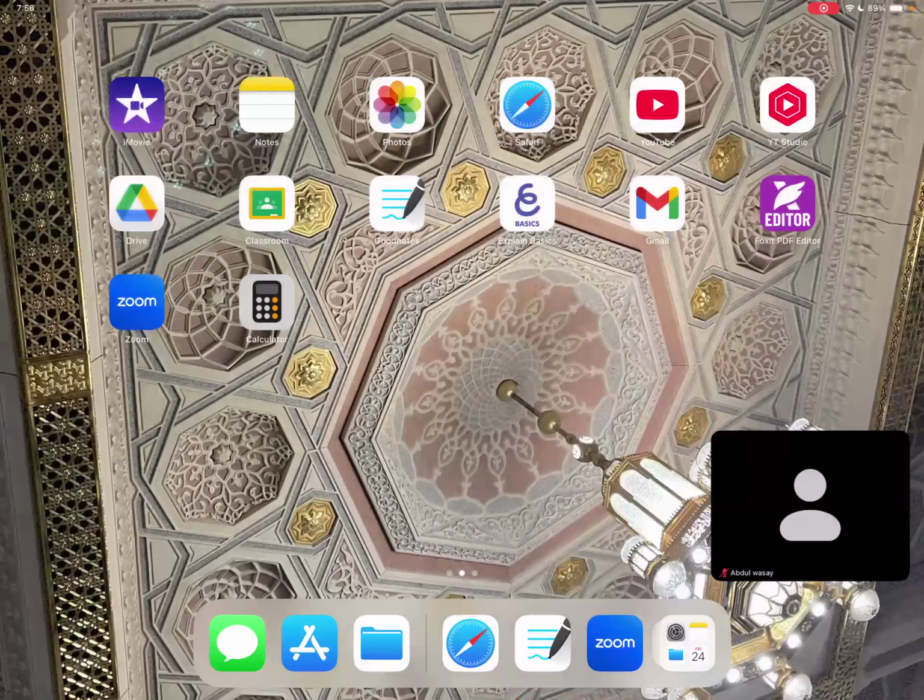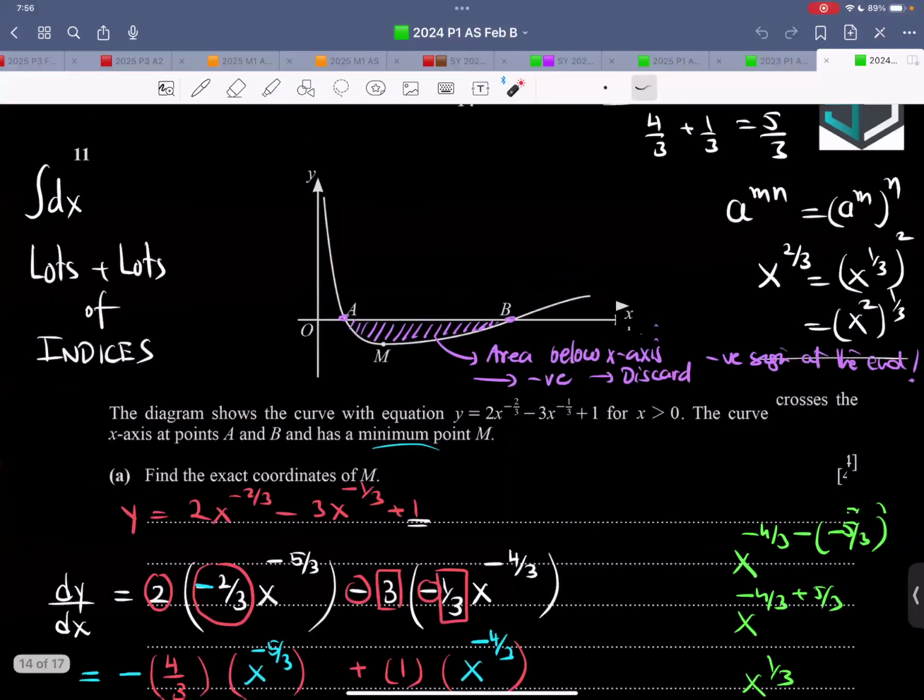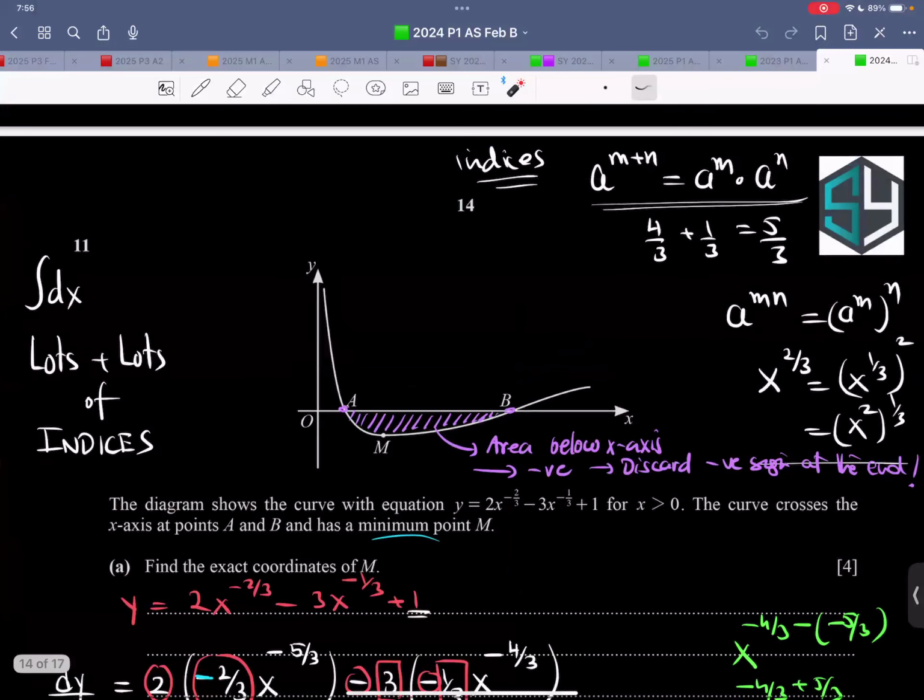So now people, let's look at the solution of the first part, and that is worth 4 marks. Now I have written integration. Of course, it's differentiation also. Lots of indices. a to the power m plus n, that's a to the power m into a to the power n. And I have just written over here 4/3 plus 1/3 is 5/3. a to the power m into n, that's a to the power m raised to the power of n. So x raised to the power of 2/3, that is 2 into 1/3. Either 1/3 can go inside, 2 outside, or 2 inside, 1/3 outside. Just giving you an idea.